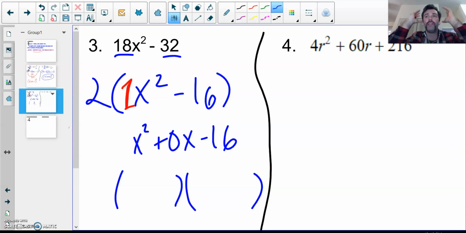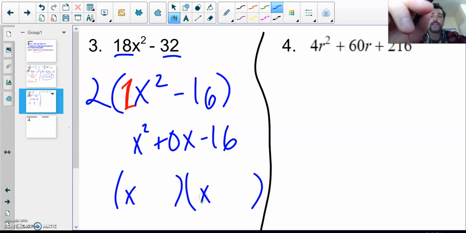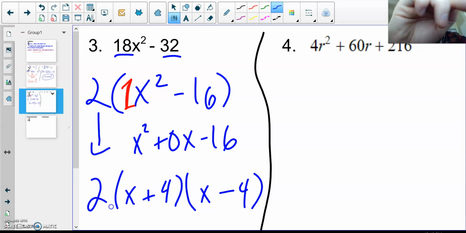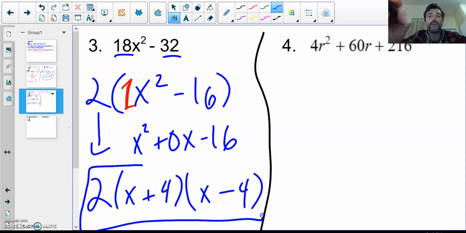A little thing to think about, look what I have here. I have 2 terms. I might have to use difference of perfect squares. If I don't see an x, then this is x and this is x. The square root of 16 is 4. If I want to get 0x and multiply to negative 16, one of these needs to be positive and one of these needs to be negative. What about the 2? Great question. I can hear you asking that at home. The 2 just comes down along for the ride, and there's my final answer.